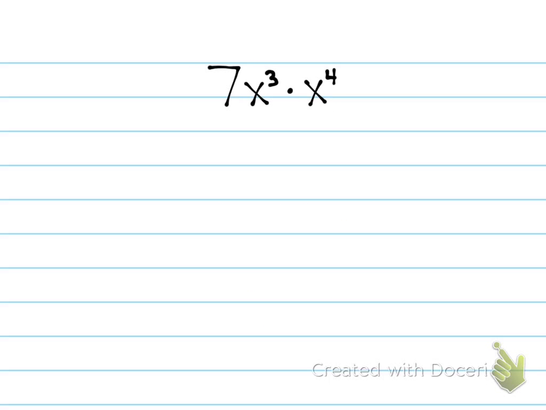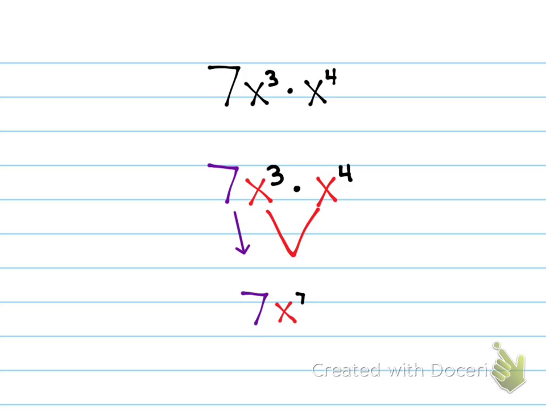Let's look at another one just like that. I'm going to color code everything. So I've got a 7 that cannot be combined with anything. And then I've got x cubed times x to the 4th. So I'm going to combine those to be x to the 7th. And I'm going to bring my 7 down because it has nothing to combine with. And that's going to be my final answer, 7x to the 7th power.